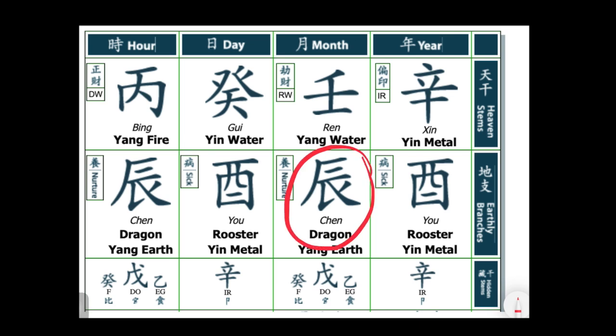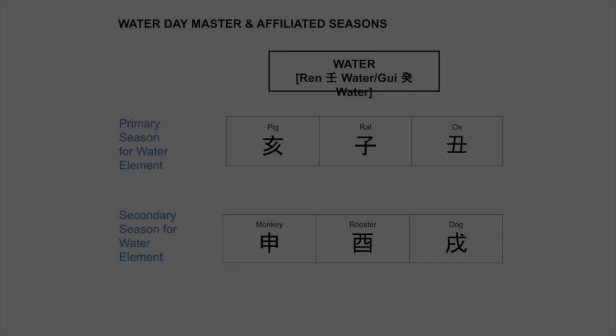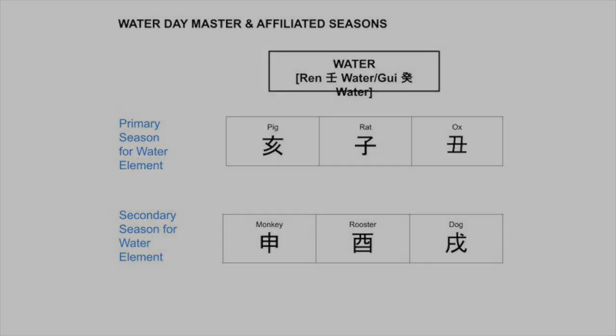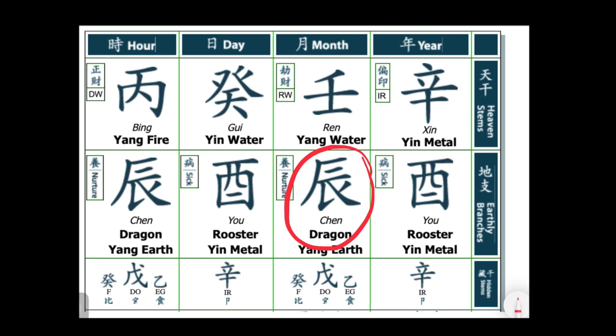month of Dragon. On some levels, determining the strength of a day master is quite simple. If the day master is born in season, then it's strong. If it's born out of season, then it's weak. Water day masters have a primary and secondary season, namely winter and autumn respectively. So to qualify as strong, a water day master simply has to be born either in the pig, rat or ox months, or the monkey, rooster or dog months. By extension, any water day master that is not born in these months would be classified as weak.